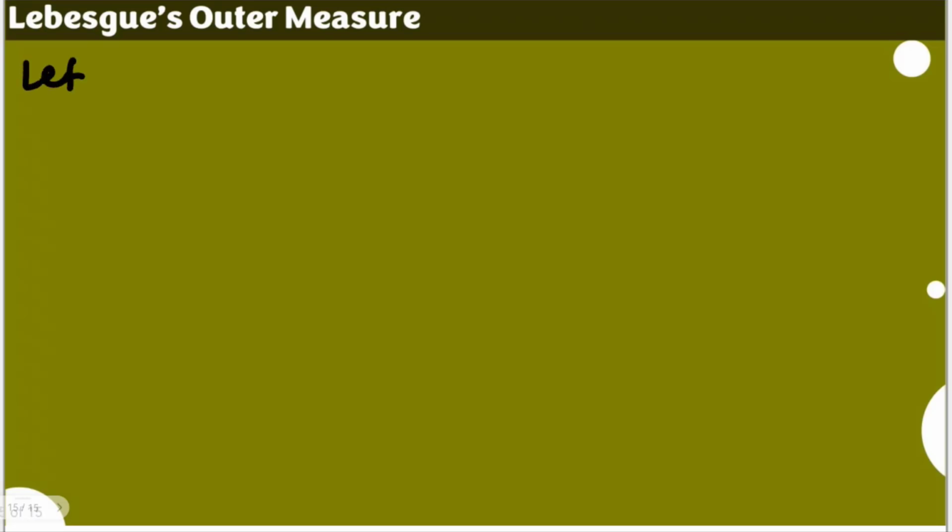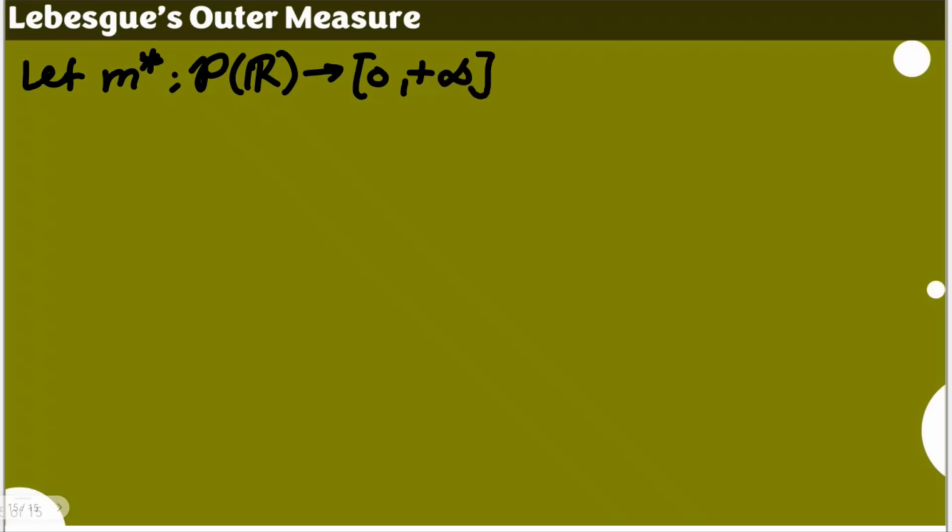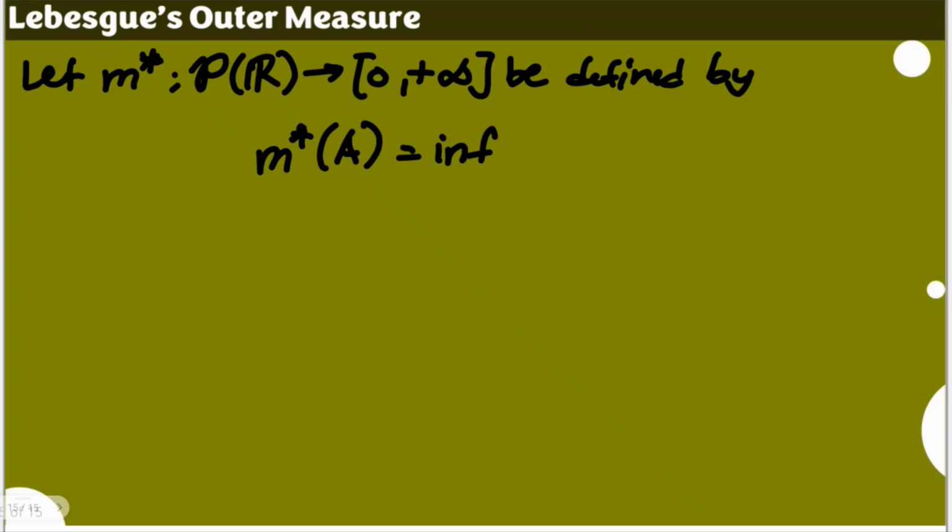Let M asterisk be a mapping from the power set of the set of real numbers to 0 and positive infinity. This is also bracketed here. Be defined by, here is its definition, M asterisk of A is equal to the infimum of the summation of the length function of intervals I sub n, where n starts from 1 to infinity. Okay, this is the definition for the Lebesgue outer measure.